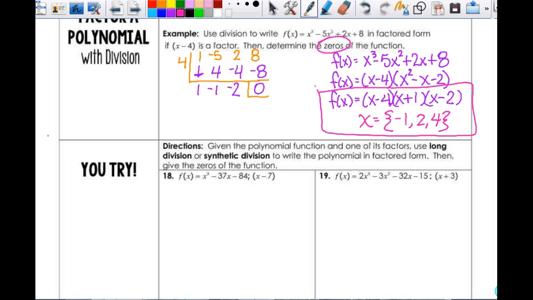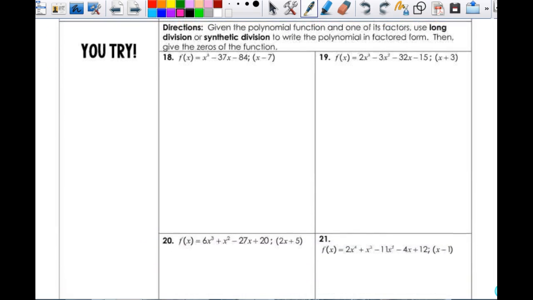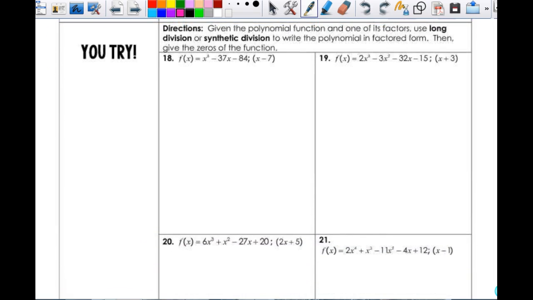So now it says, given the polynomial function and one of its factors, use long division or synthetic division, so you get to choose, to write the polynomial in factored form, then give the zeros of the function. All right, so what would we choose here? Long division or synthetic? Synthetic. Yep, that sounds good to me. And this is a cube, so I have a 1, and then what? 0, and then -37, and then -84.